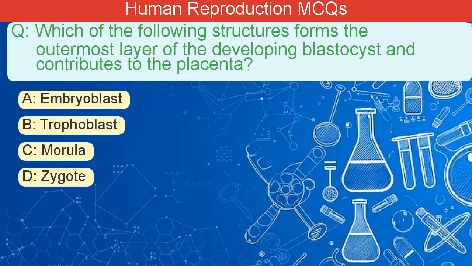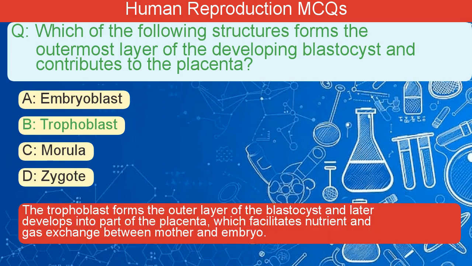Which of the following structures forms the outermost layer of the developing blastocyst and contributes to the placenta? A. Embryoblast. B. Trophoblast. C. Morula. D. Zygote. The correct answer is B. The trophoblast forms the outer layer of the blastocyst and later develops into part of the placenta, which facilitates nutrient and gas exchange between mother and embryo.